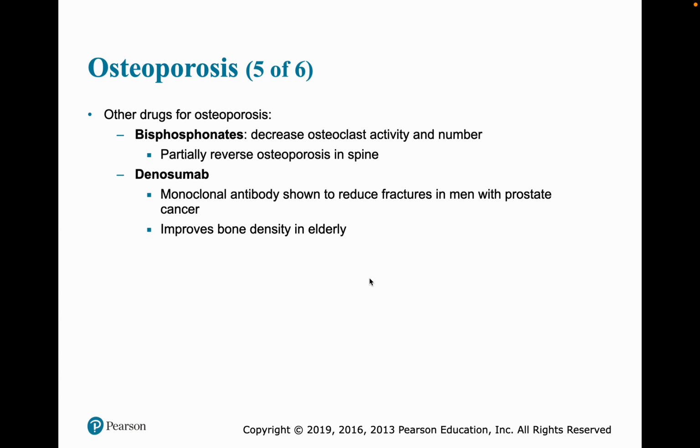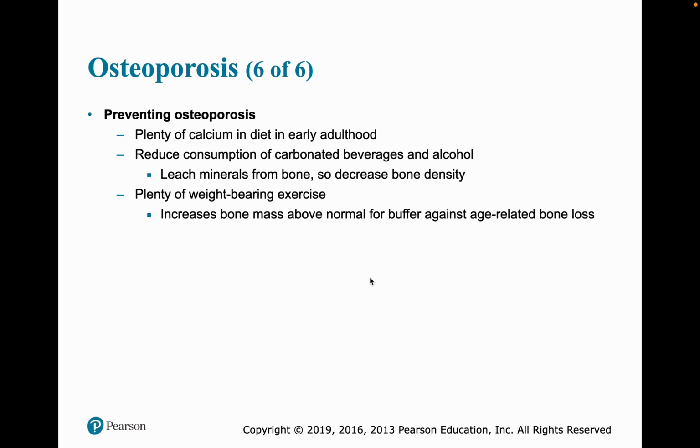There's a monoclonal antibody, Denosumab, that can reduce fractures in men with prostate cancer and improve bone density in the elderly. We can prevent osteoporosis by getting plenty of calcium in our diet in early adulthood, and reducing consumption of carbonated beverages and alcohol. Those acids tend to leach minerals from the bone, so decreasing bone density. Lots of appropriate weight-bearing exercise can increase your bone mass, and that can give you a buffer for old age.